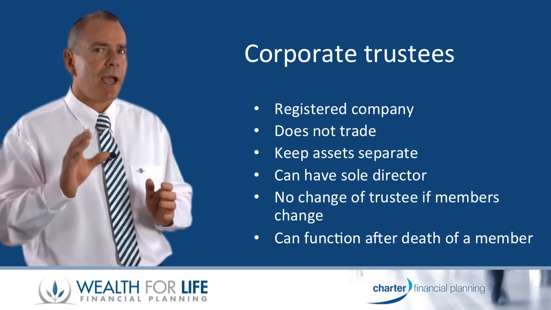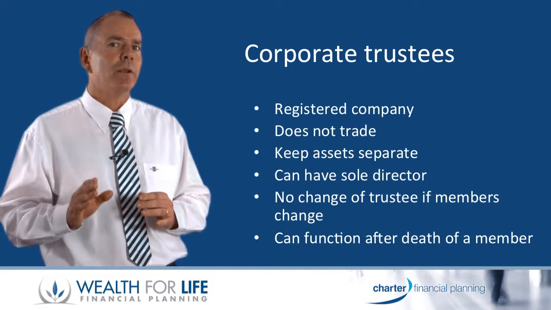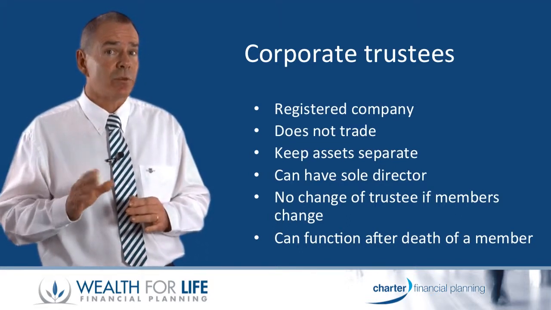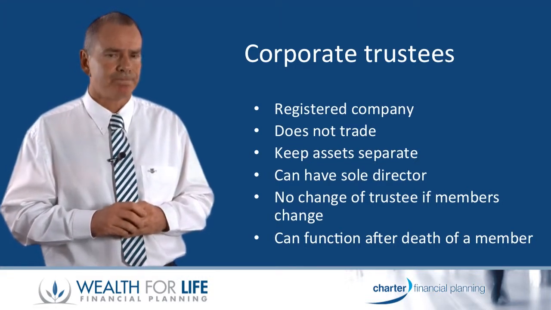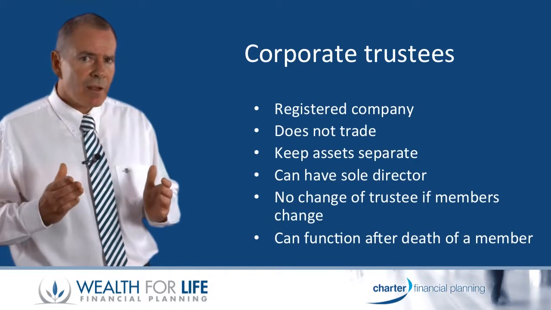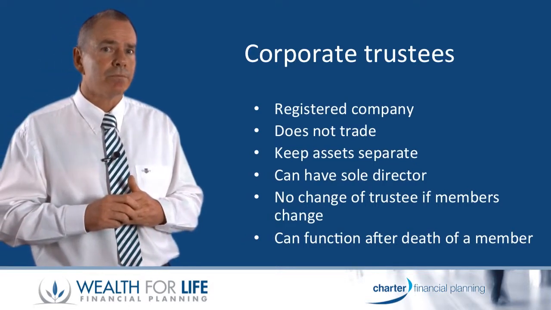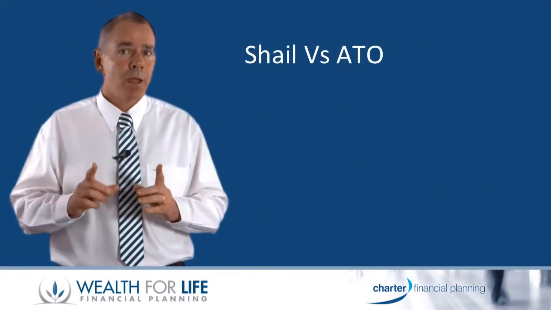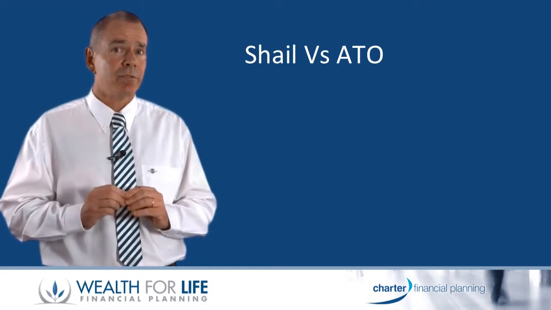Now, in the case of Katz and Grossman earlier, had Mr. Katz appointed a corporate trustee instead of his daughter as the second individual trustee, the son may have received his inheritance. Now, here's another example of where a corporate trustee may have been beneficial. Shale versus the ATO. Now, Mr. and Mrs. Shale were individual trustees of their SMSF.